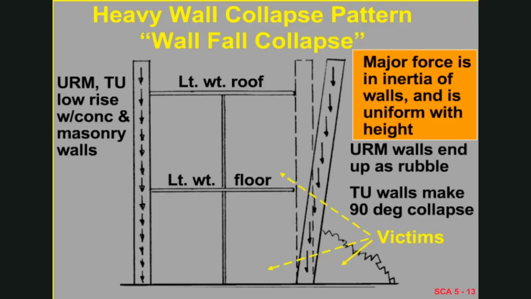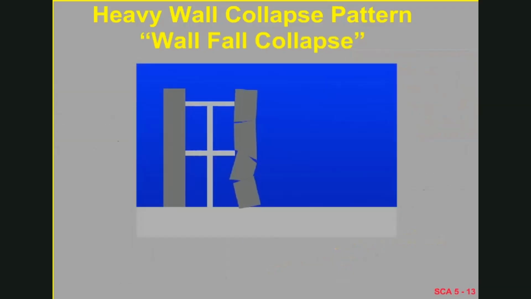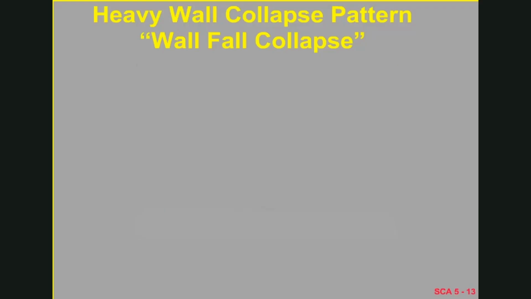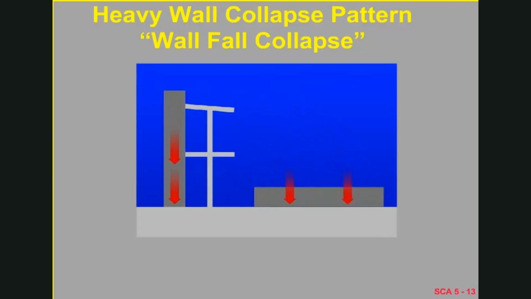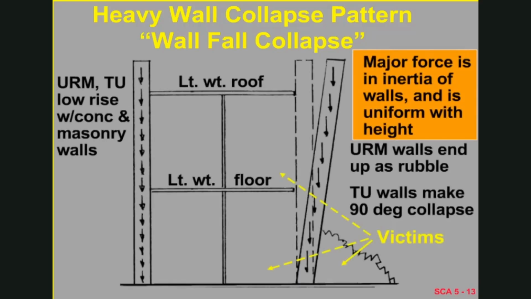And URM is a little different than tilt-up, whereas in URM, the walls rarely project themselves the full height of the wall, but often in tilt-up, of course, the walls would do what we would call a 90-degree collapse. That is, a 16-foot high wall would end up with the top of it 16 feet away from the building. Victims in this case, the very badly injured victims, would be outside of the wall.